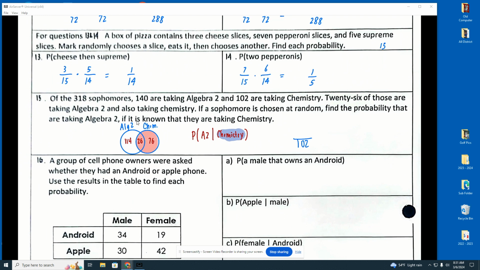All right. So out of those people who are taking chemistry, how many are also taking algebra 2? Well, that's 26. So we got 26 out of 102, which reduces to 13 out of 51.